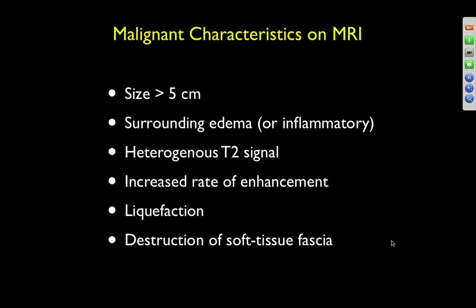But benign lesions tend not to have any edema around them. Some malignant lesions can have some edema around them, but I personally have not found this to be very useful, but it is in the literature. If you have very inhomogeneous signal intensity, that tends to be a more complex lesion, which tends to be more of a malignant type lesion.